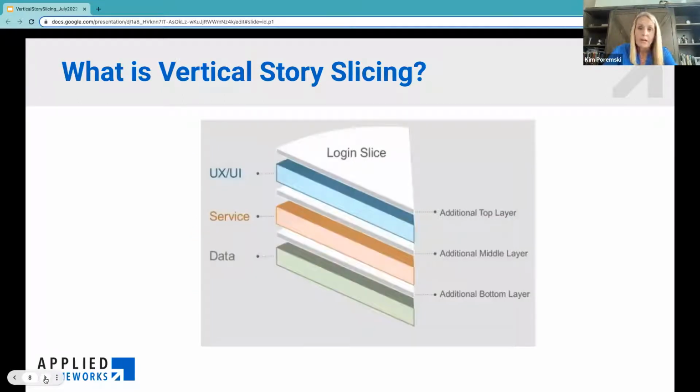So when we talk about vertical slicing, we're talking about taking a very thin sliver, all the way through the layers of the architecture, UI, middleware, and database layer. And that's very difficult. It's easy in concept to understand, but it's very difficult in practice.